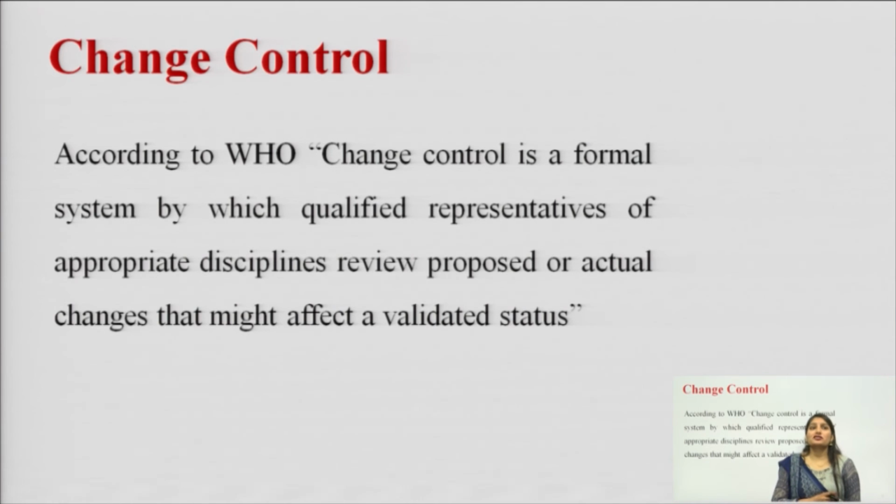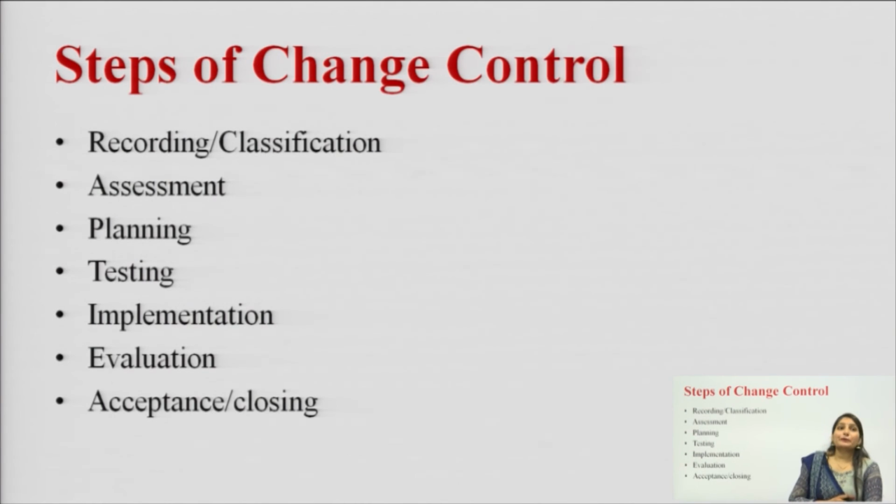Next is change control. So, according to WHO, what is the change control? Change control is a formal system by which qualified representatives of the appropriate disciplines review the proposed or actual changes that might affect a validated status. Okay. So, next is steps of the change control. There are 7 steps of the change control.